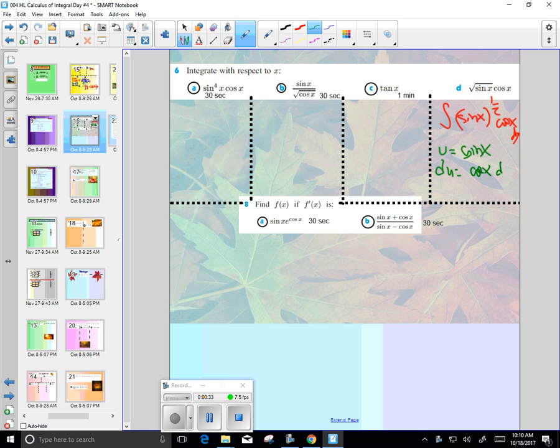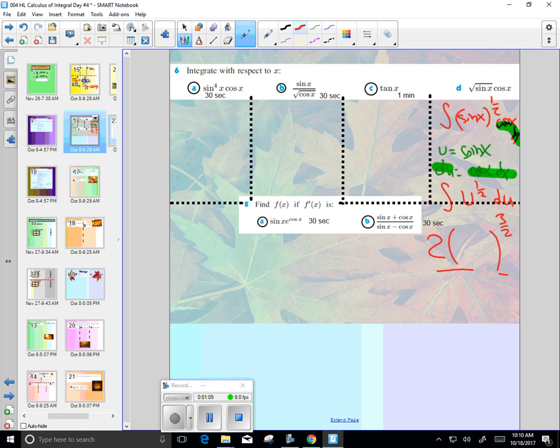Cosine x dx. Well, that's convenient. That whole thing is du, isn't it? So this is the equivalent to u to the 1/2 du. Do you know what that antiderivative is? U to the what? 3/2 over 3/2, or you can say 2/3.